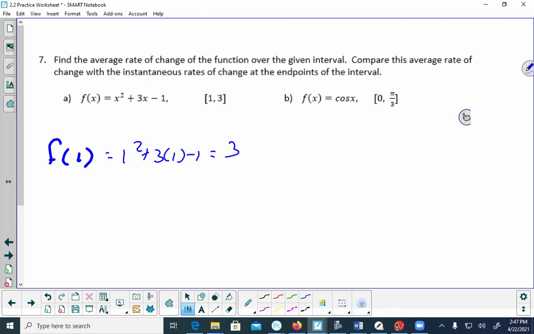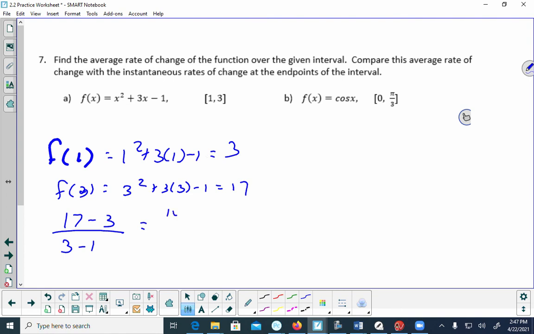And then I'm going to find f of 3, which would be 3 squared plus 3 times 3 minus 1. So that will be 17. So I'm going to do the difference of my y's, so 17 minus 3, over the difference of my x's, which is 3 minus 1. And when I do that, I get 14 over 2, which is 7. So that's my average rate of change.